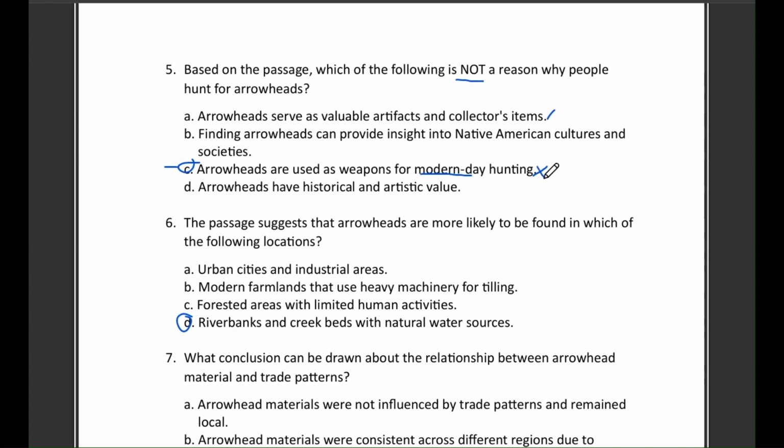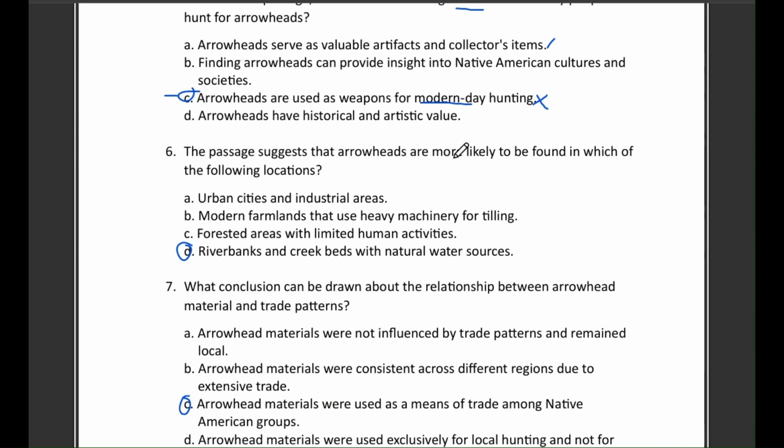Question 6. The passage suggests that arrowheads are more likely to be found in which of the following locations? Here are the options. A. Urban cities and industrial areas. B. Modern farmlands that use heavy machinery for tilling. C. Forested areas with limited human activities. Or D. Riverbanks and creek beds with natural water sources.